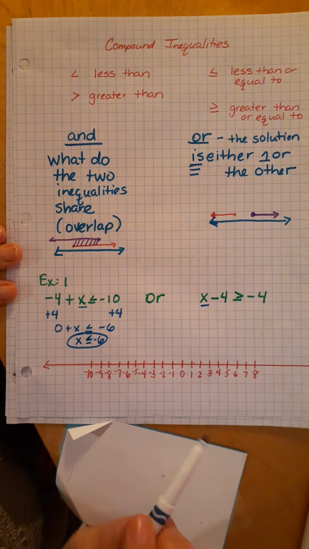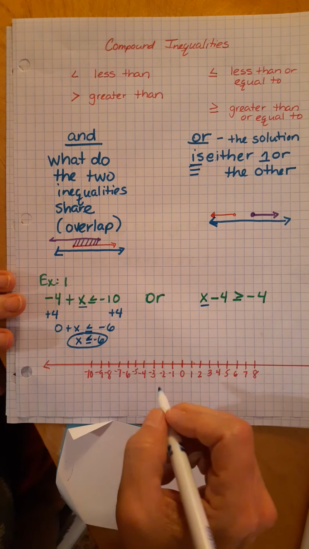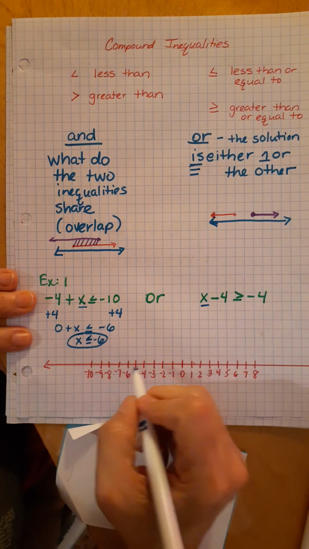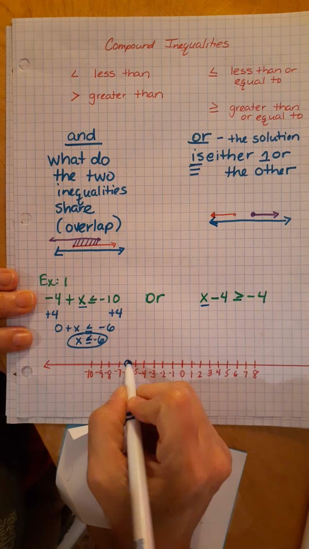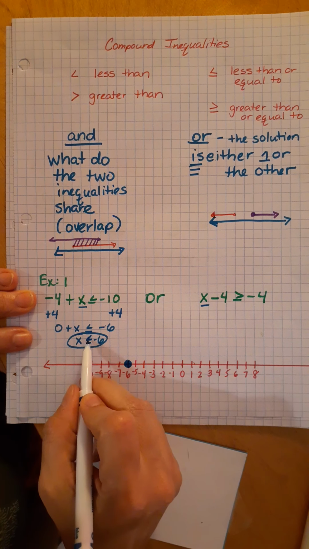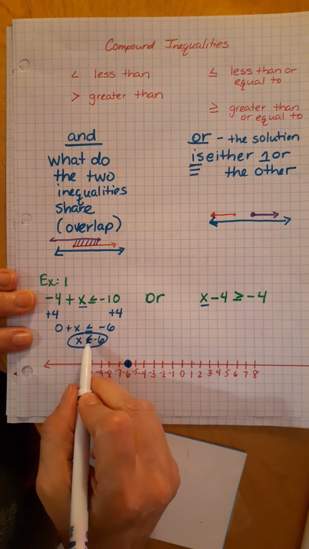And I just added 4 on both sides. So I'm going to do this one in blue, and that says x is smaller than or equal to -6. I'm going to go to -6. I make a circle. If there's an underline there, I fill in that circle. And my x is smaller. Whatever number will work here has to be smaller.